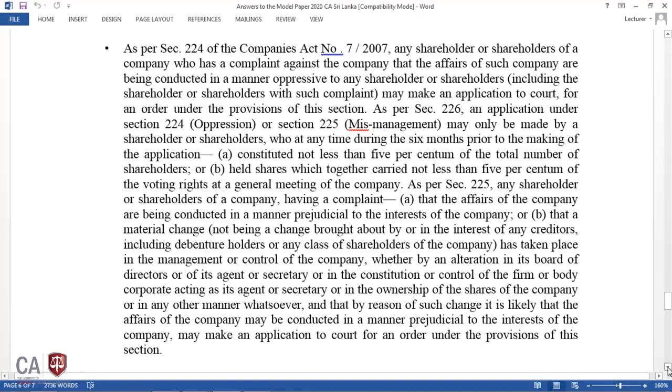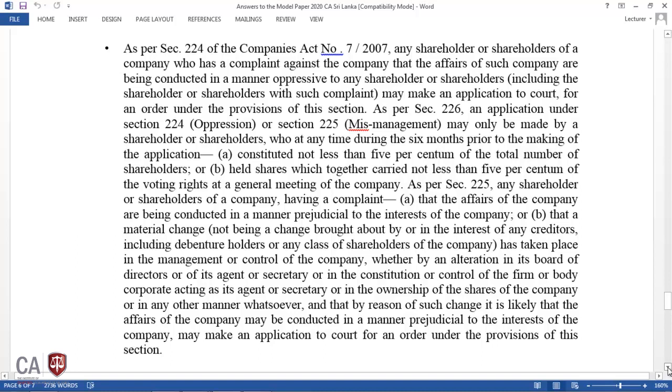As per section 225, any shareholder or shareholders of a company having complained that the affairs of the company are being conducted in a manner prejudicial to the interest of the company, or that a material change, not being a change brought about by or in the interest of any creditors, including debenture holders or any class of shareholders of the company, has taken place in the management or control of the company, whether by an alteration in its board of directors or of its agent or secretary, or in the constitution or control of the firm or body corporate acting as its agent or secretary, or in the ownership of the shares of the company, or in any other manner whatsoever, and that by reason of such change it is likely that the affairs of the company may be conducted in a manner prejudicial to the interest of the company, may make an application to court for an order under the provisions of this section.